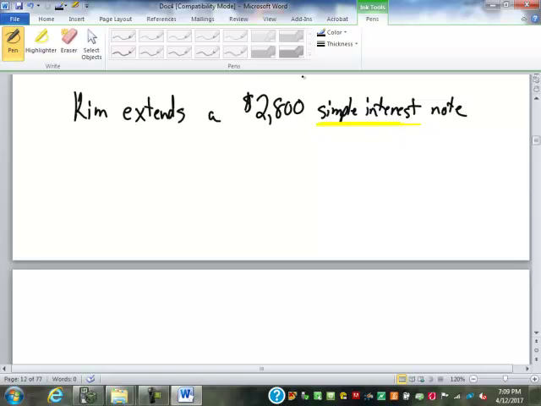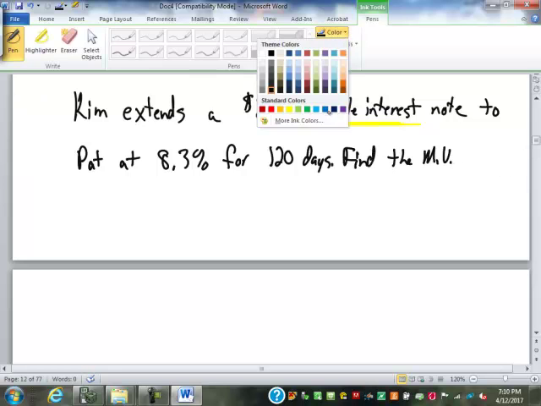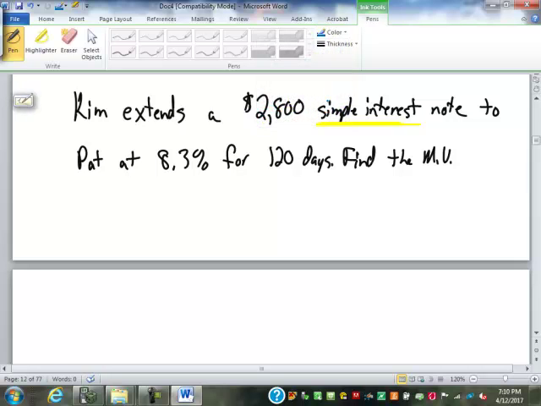So Kim extends a $2,800 note to Pat at 8.3% for 120 days. Find the maturity value. Well, this is kind of a step backwards to what we did last week. I'm going to give you a couple minutes to find the maturity value of it.